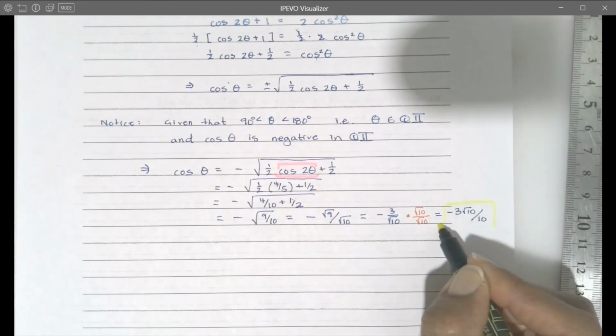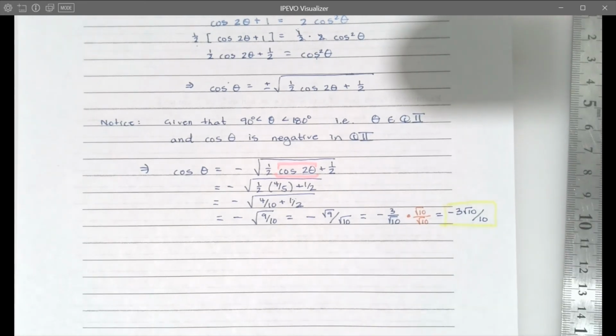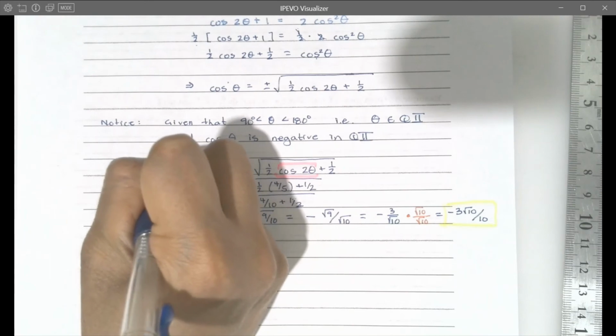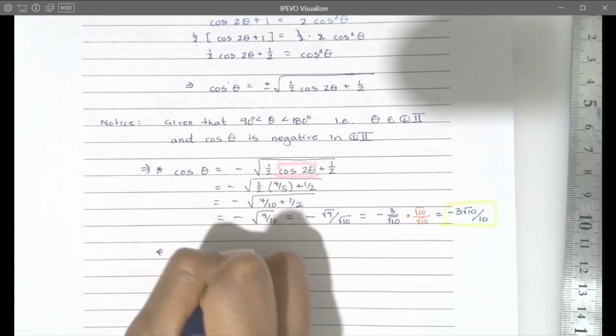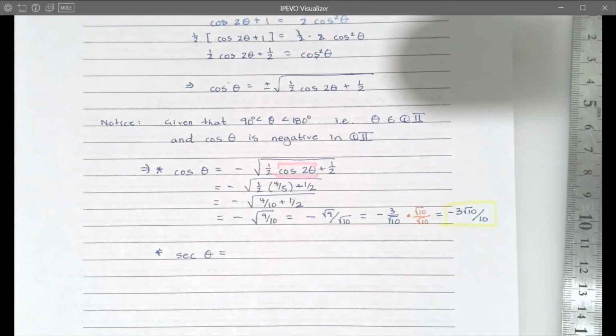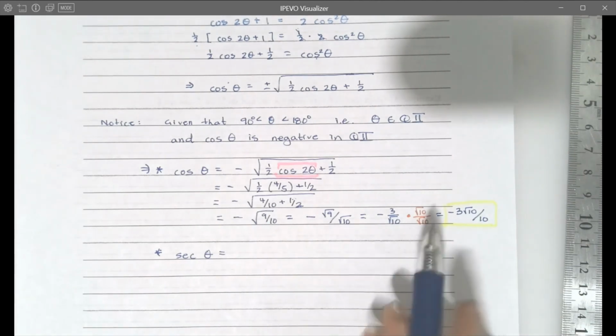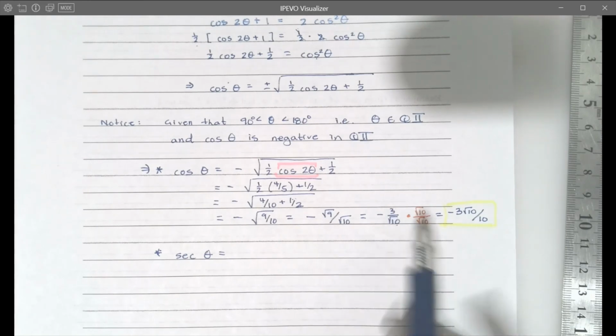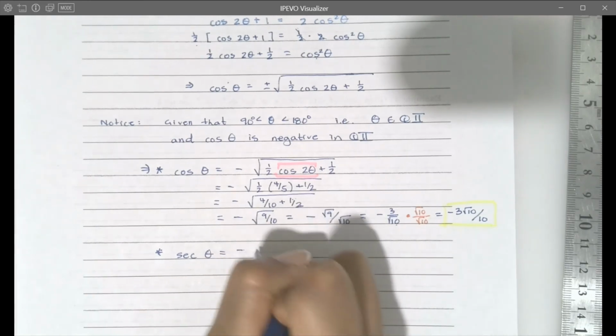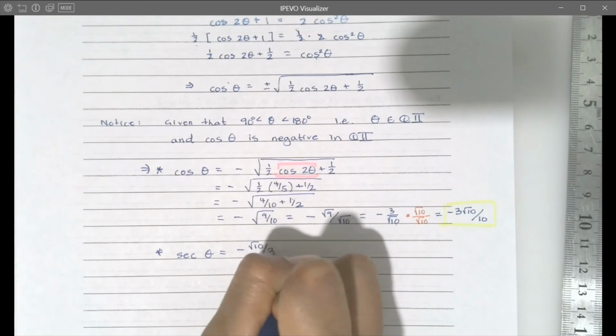Now from cosine we can find the reciprocal function. The reciprocal function is secant. So for secant theta, I'm going to flip the answer that wasn't rationalized yet. I'm going to flip the -3 over radical 10 to get a negative radical 10 over 3.